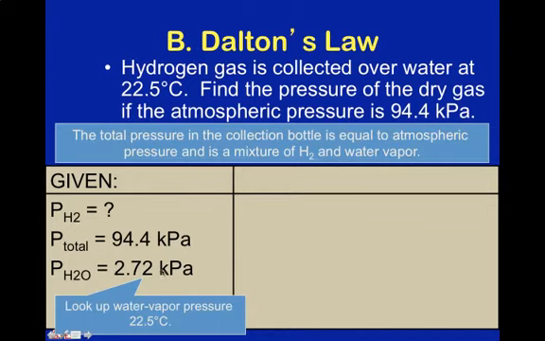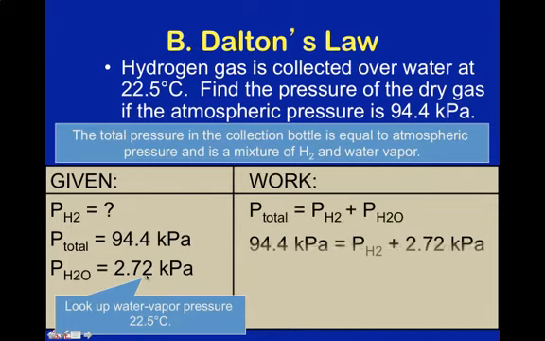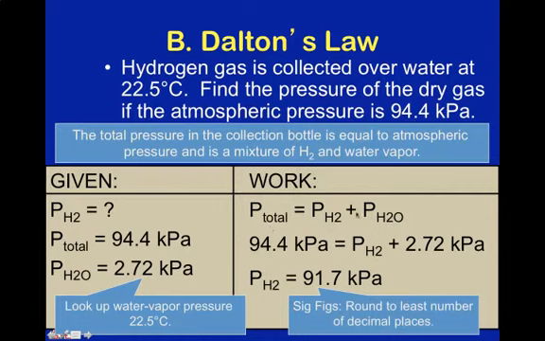There's a table in your book that lists the vapor pressure of water at certain temperatures. We look up the temperature, 22.5 degrees Celsius, because that's what it tells us the temperature is, and we find that vapor pressure of water, and it's 2.72. And we would simply plug that into this equation. The total pressure is equal to the pressure of the hydrogen plus the pressure of the water molecules.